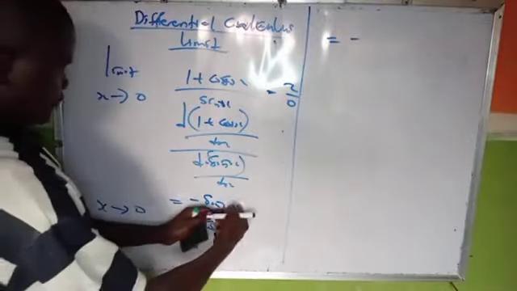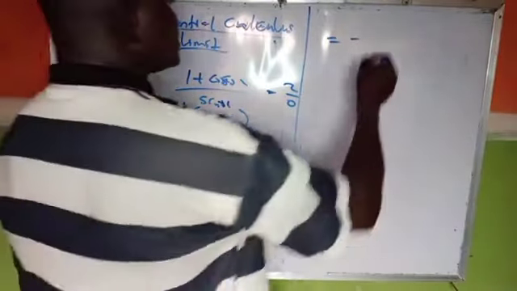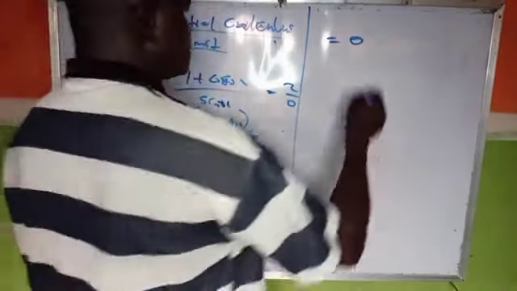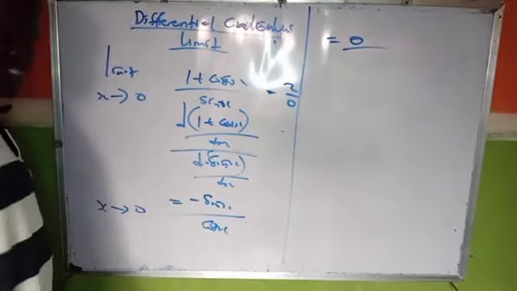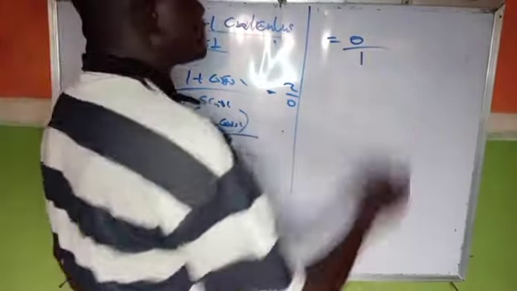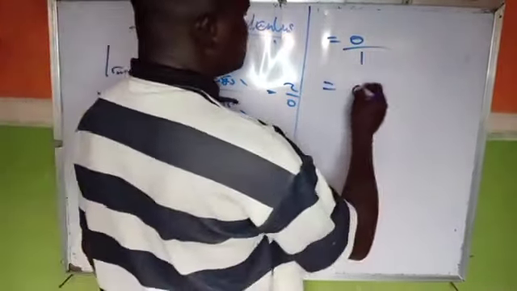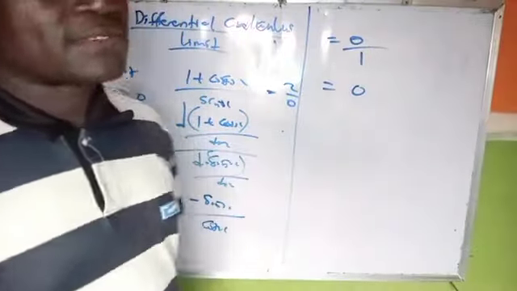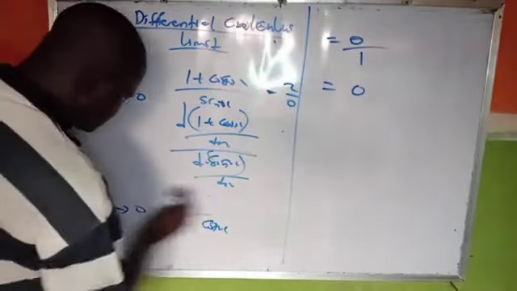So what will this one give? Sine 0 is 0, so anything here is 0. Divided by cos 0, and cos 0 is 1. So your answer is going to be 0. That's it. It's not indeterminate because the answer is 0. So that is the answer.